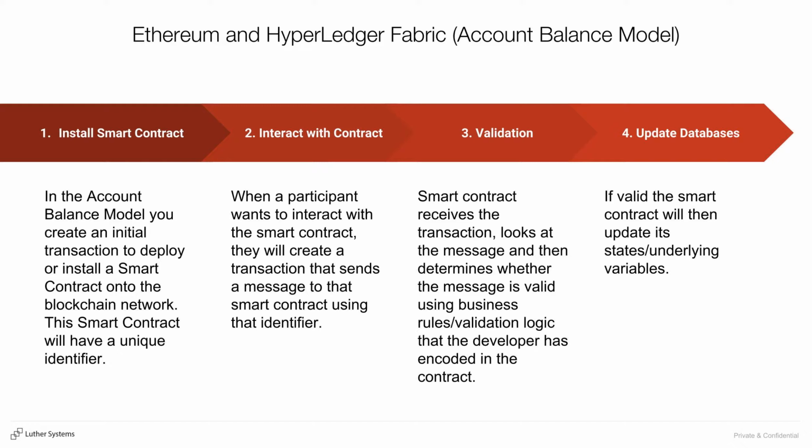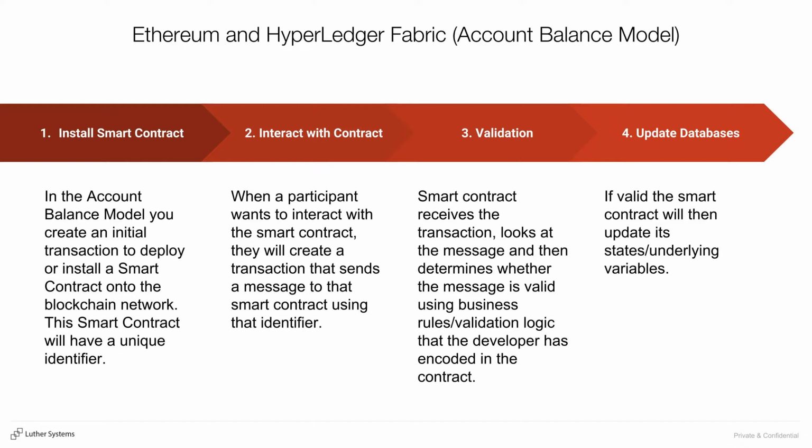And then when they deploy it, that new smart contract, now that it's deployed and running on the blockchain network, the network generates a unique identifier for it. And when a participant wants to interact with that smart contract, they would create a transaction that sends a message to that smart contract using that identifier. And these subsequent transactions that participants generate specify the ID of the smart contract that the message should be delivered to.